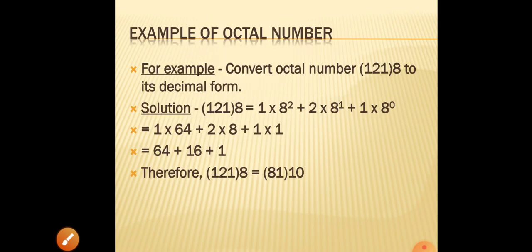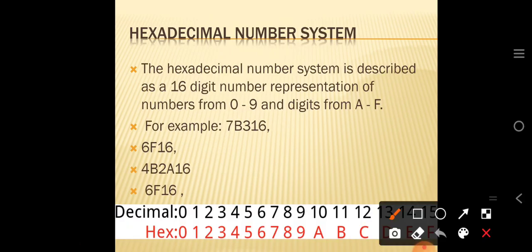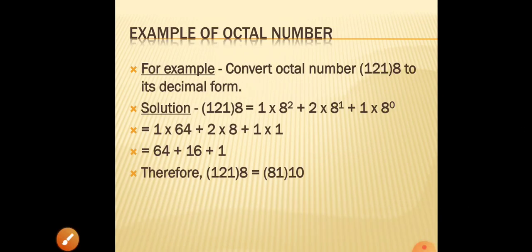Now here are examples of the octal number system. Here you can get a clear idea about the octal number system. First example: convert the octal number 121 to the base 8. Why 8? This is the base. It is not shown like a base, but 121 to the base 8 has to be converted to its decimal form. So here the solution is given for the octal number 121.